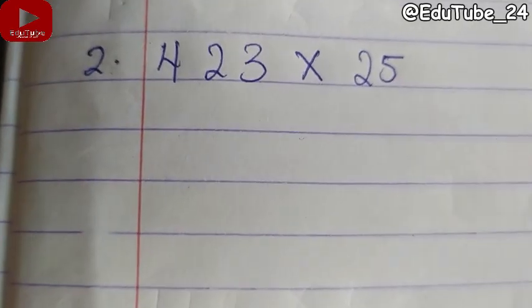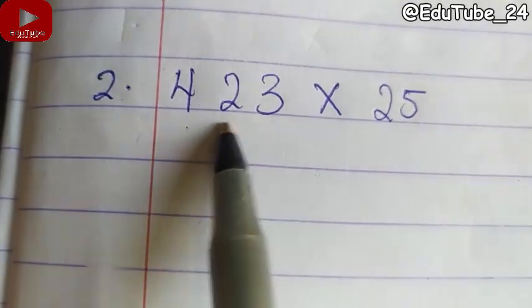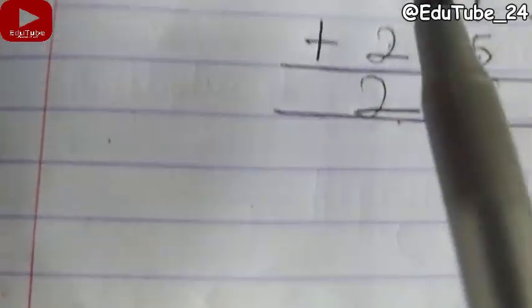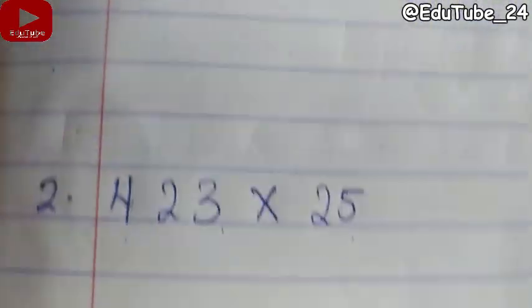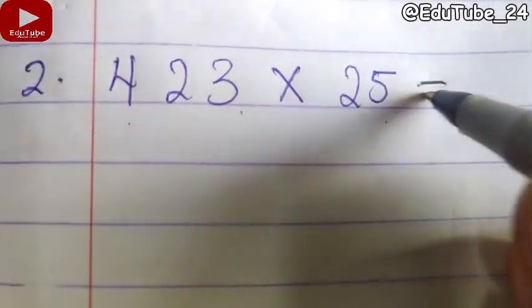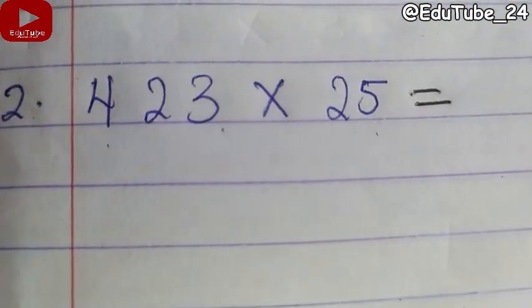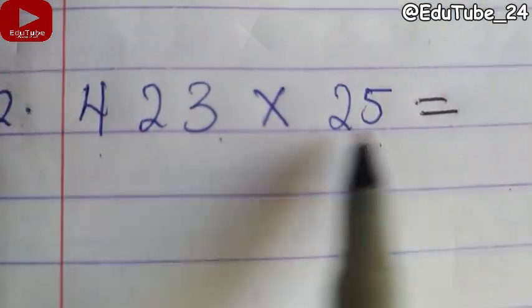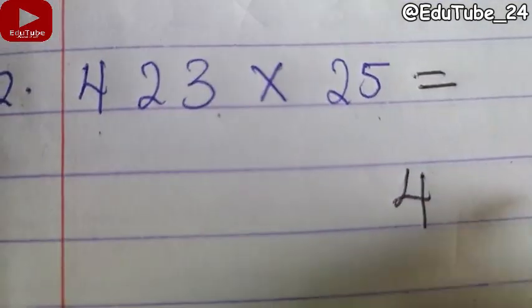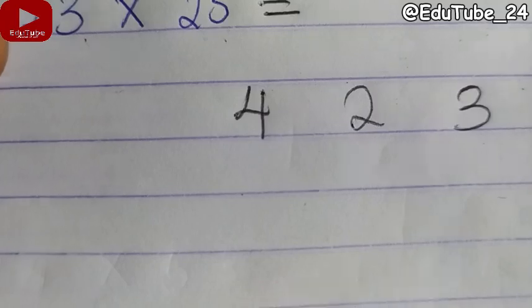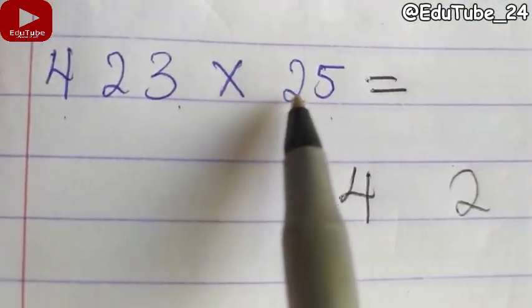Now the second example, we are multiplying 423 by 25 using the same column method. Now to multiply 423 by 25, we follow the same way, the same strategy, the same steps. So first of all, we arrange our 423 out in place value. And then we are multiplying it by 25.